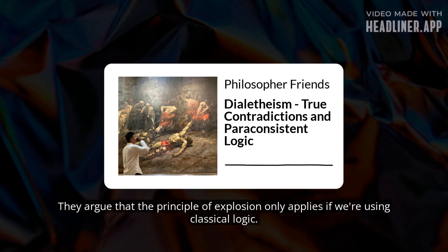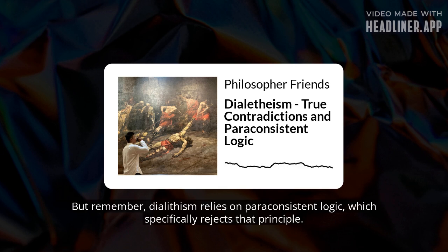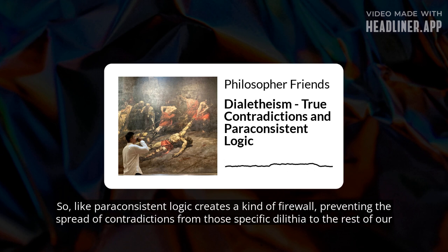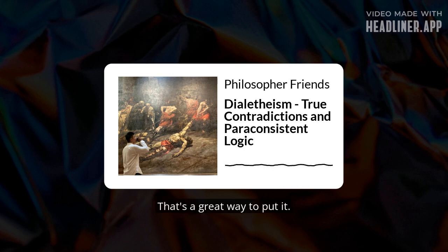They argue that the principle of explosion only applies if we're using classical logic. But remember, dialetheism relies on paraconsistent logic, which specifically rejects that principle. Paraconsistent logic allows us to accept some contradictions without having to accept all of them. So it's like paraconsistent logic creates a kind of firewall, preventing the spread of contradictions from those specific dialetheas to the rest of our knowledge. That's a great way to put it.